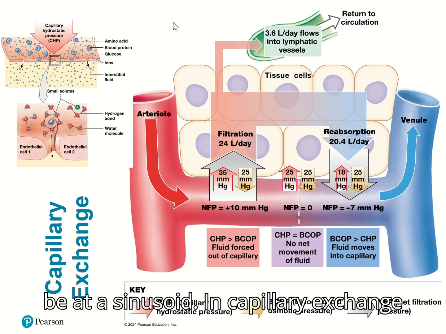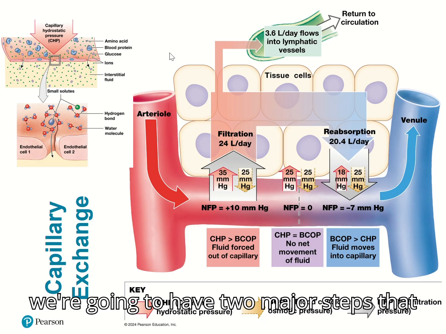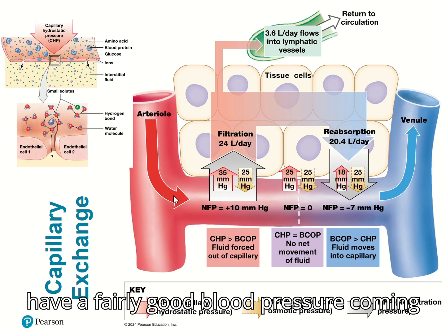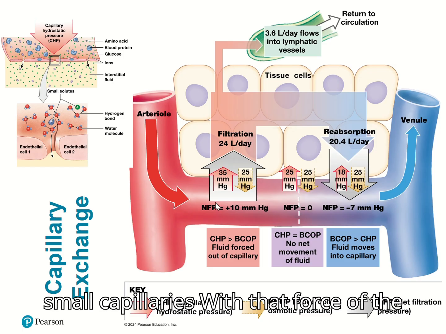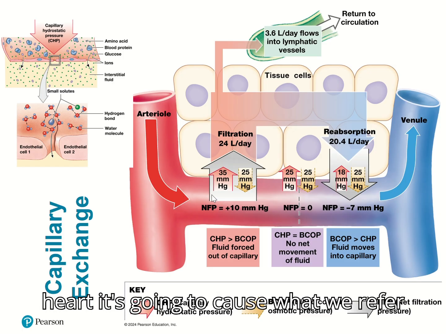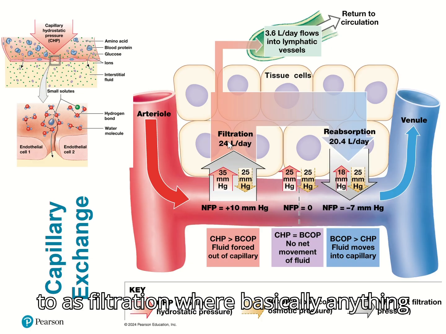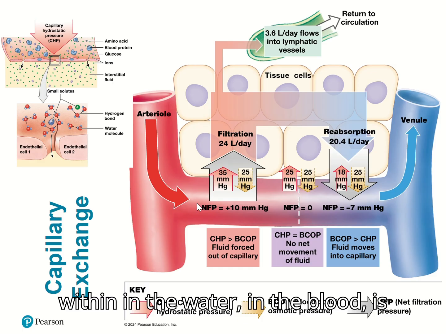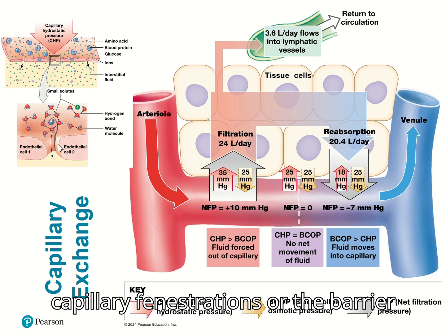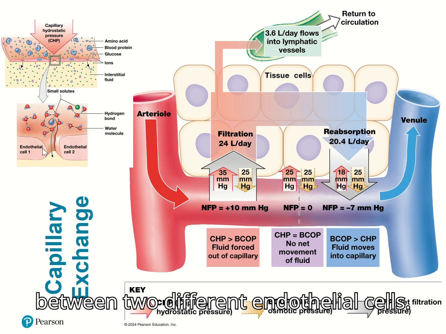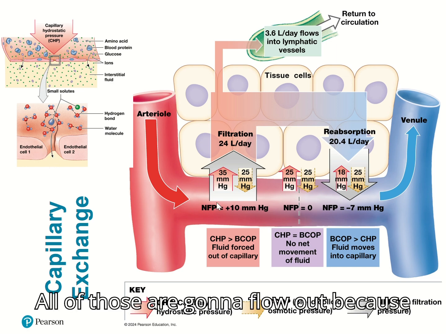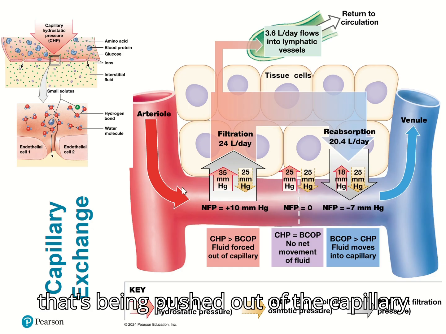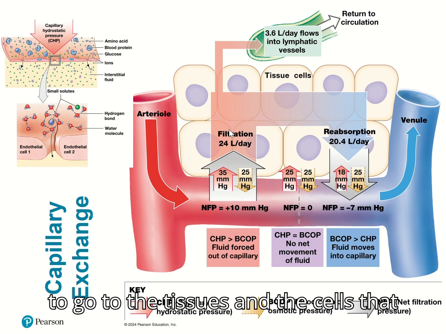In capillary exchange, we're going to have two major steps occurring. From the arteriole, the force of the heart is pushing the blood through, so we have fairly good blood pressure coming in, and then we're going into these really small capillaries. With that force of the heart, it's going to cause what we refer to as filtration, where basically anything that is small enough to be dissolved within the water in the blood is going to be forced out through our little capillary fenestrations or the barrier between two different endothelial cells. All of those are going to flow out because of the force of the heart, and you're going to push out about 24 liters per day out of the capillary to go to the tissues and the cells that are surrounding it.